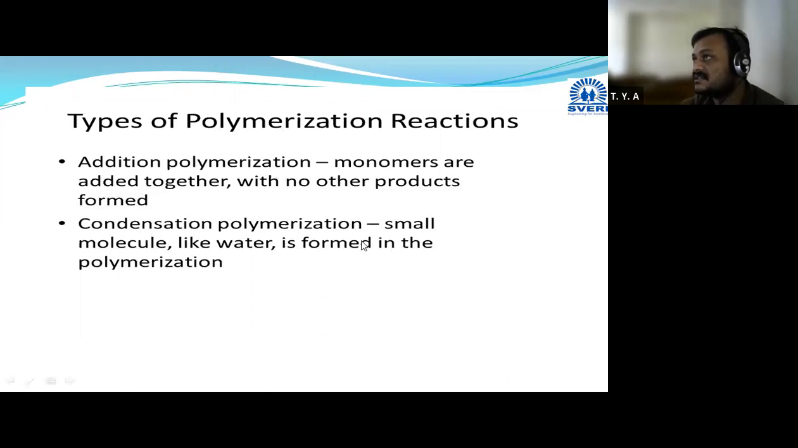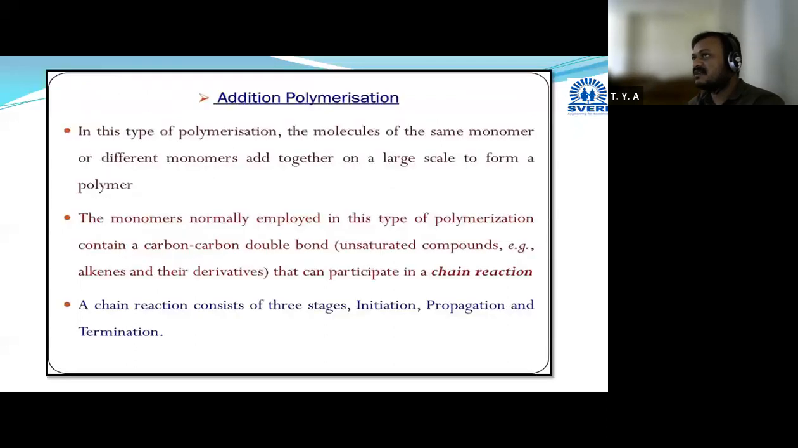And in condensation polymerization, you can say that different monomers are combined, but some byproducts are formed. This will be considered as condensation polymerization. Now, both these polymerization processes involve certain stages or steps. From that, we will first discuss the steps involved in addition polymerization.